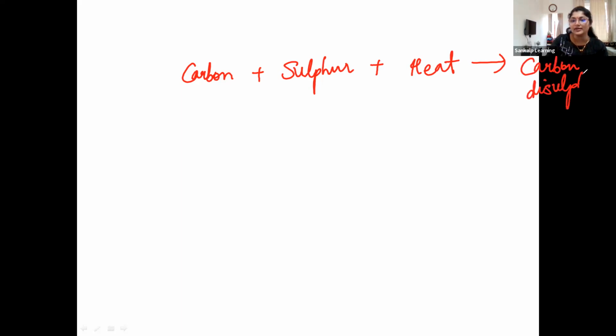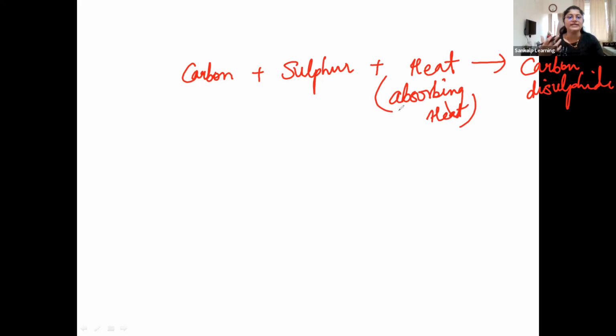So whenever there is a change in temperature, or evolution or absorption of heat, okay, what does that mean? So just a second. Carbon plus sulfur plus heat. It takes up the heat. It requires heat to form carbon disulfide. Okay, so here what is happening? It is absorbing heat. Absorbing means what? It is taking heat. When the reaction is occurring, it is taking heat.